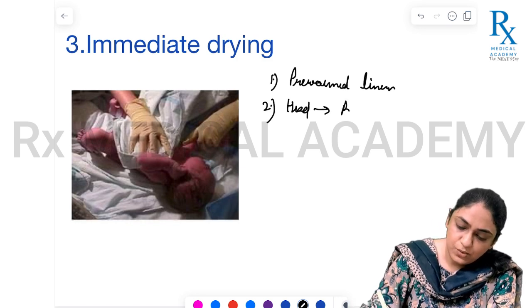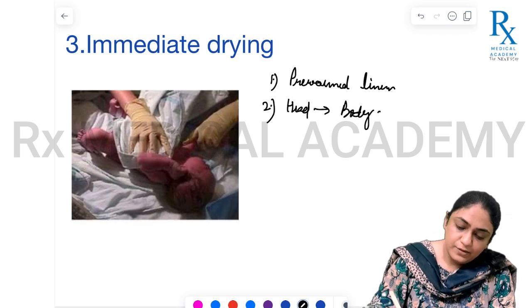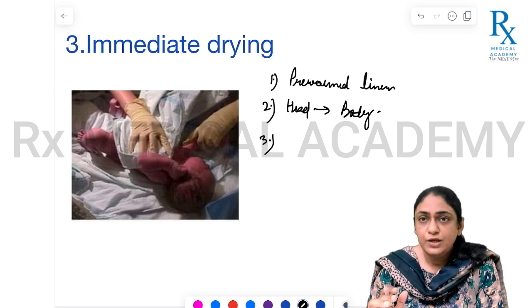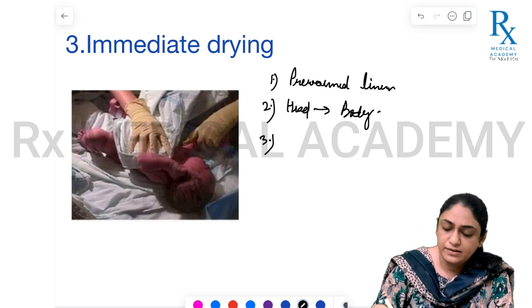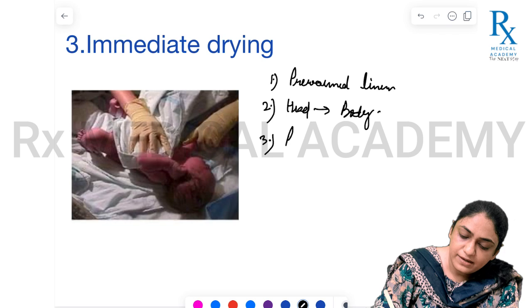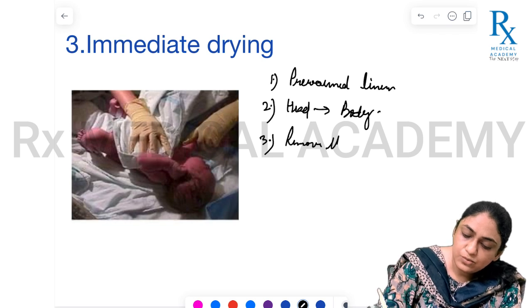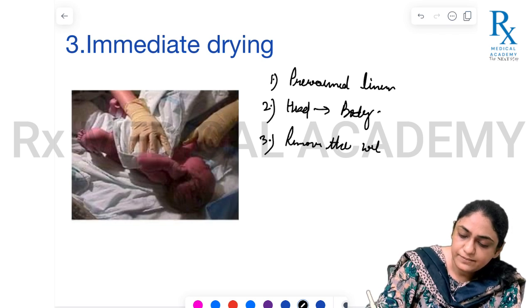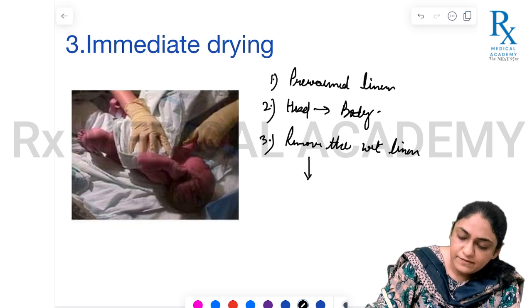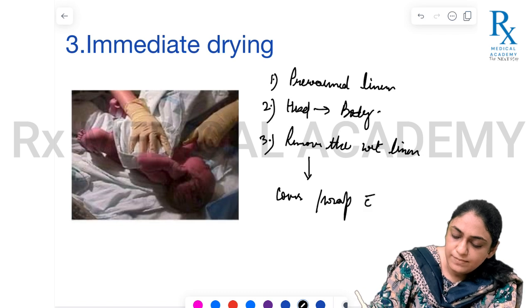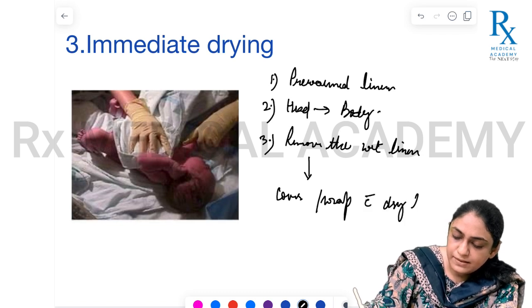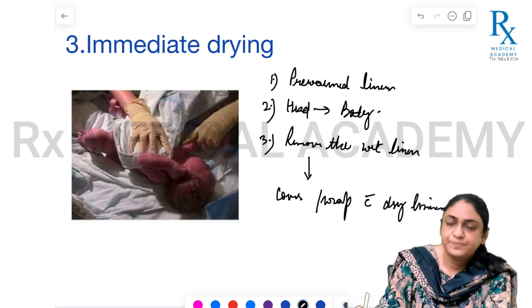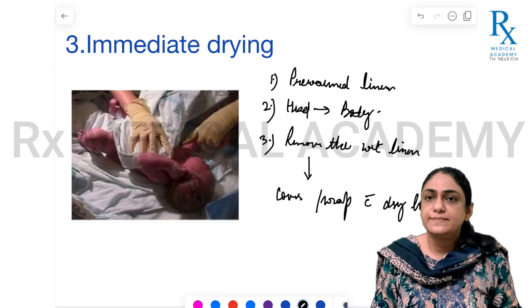Head to the whole body, and when you are done with the drying, you should get rid of the wet linen. Immediately remove the wet linen, and then cover or wrap the baby with a dry warm linen. Okay. So these are the steps of drying.